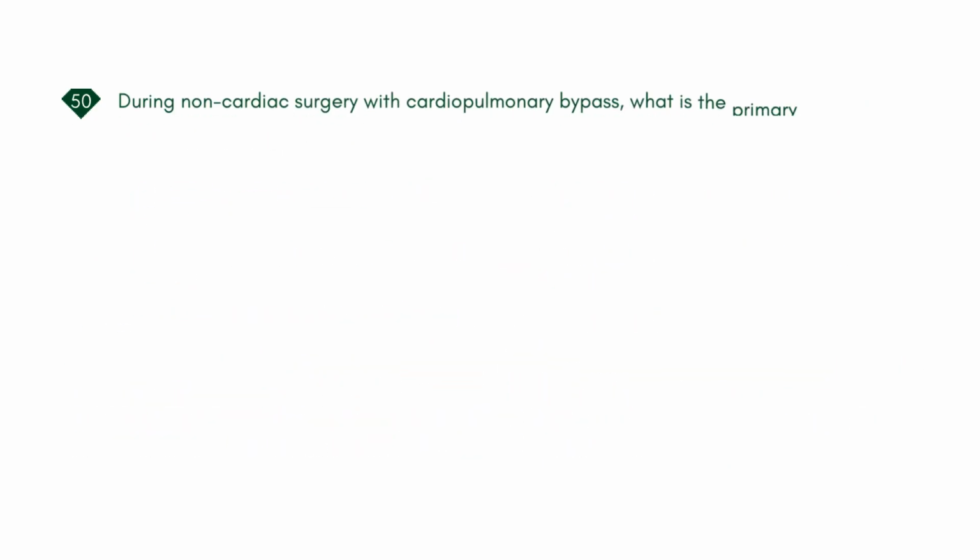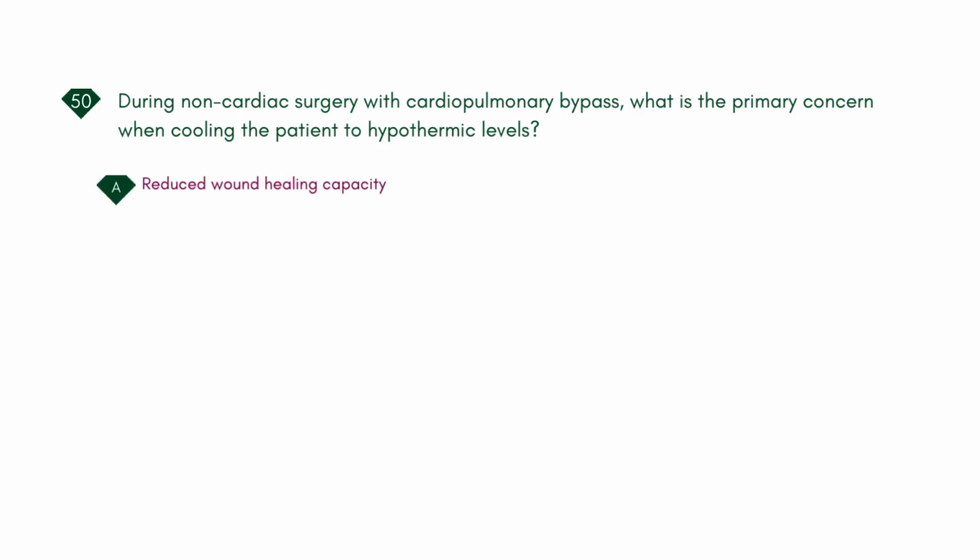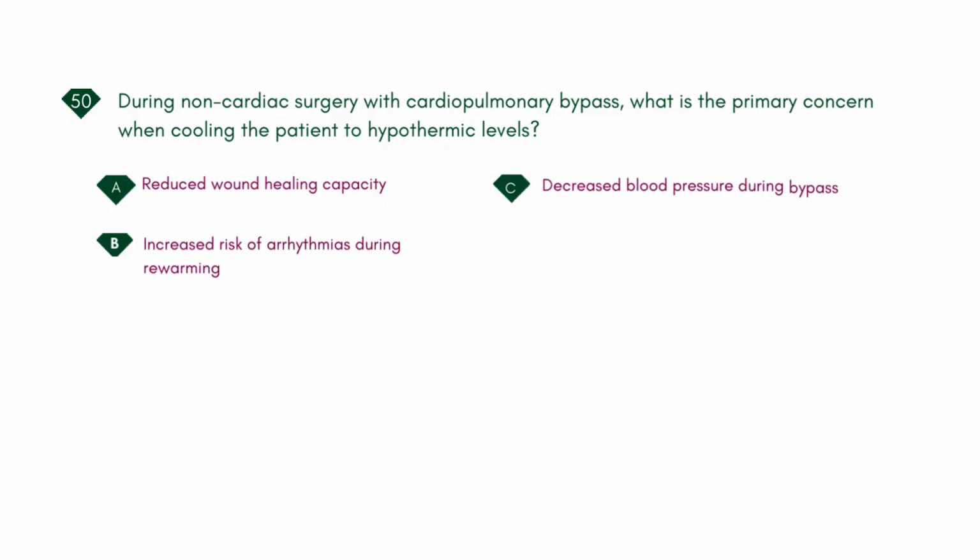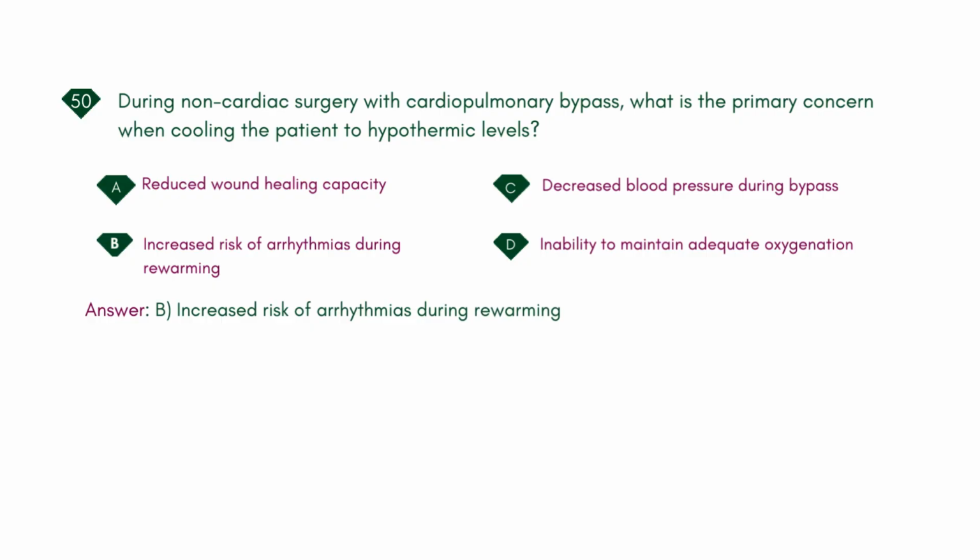During non-cardiac surgery with cardiopulmonary bypass, what is the primary concern when cooling the patient to hypothermic levels? A. Reduced wound healing capacity. B. Increased risk of arrhythmias during rewarming. C. Decreased blood pressure during bypass. D. Inability to maintain adequate oxygenation. Answer: B. Increased risk of arrhythmias during rewarming.